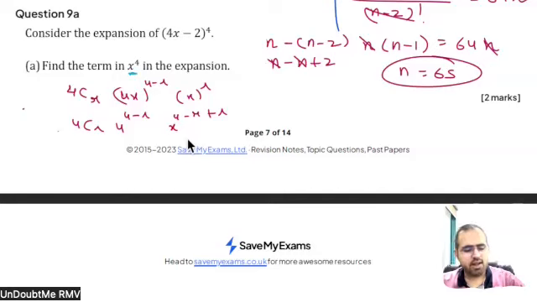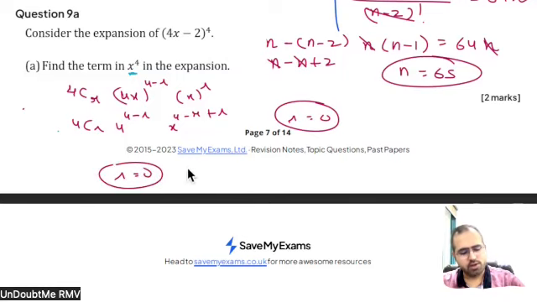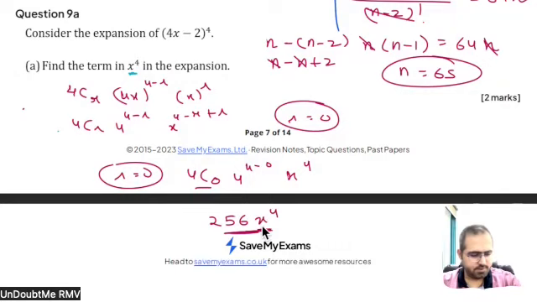If r is getting cancelled, you need to understand one thing. If you look at the expansion, it always starts with the highest power. That will be x to the power 4. It means that it will come at r equal to 0. If r is getting cancelled, by default you have to put r equal to 0. So it will be 4C0, 4 to the power 4 minus 0, and x to the power 4. So 4C0 is 1. 4 to the power 4 will be 16, 16, 256. So the answer will be 256 x to the power 4.